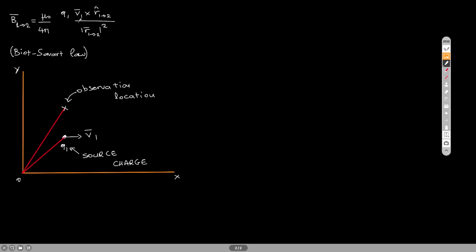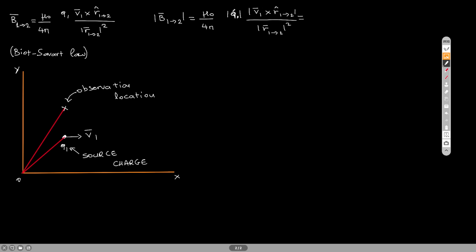This here is Biot-Savart's law for a single moving charge, and as I said before, what I want to find now is just the magnitude. Because the constant mu naught over 4 pi is a positive number, I don't need to place it in absolute value. But the source charge can be positive or negative, so I will place it in an absolute value. And then I need to use the magnitude of the cross product. The magnitude of the vector r is always a positive number, so I don't need to worry about that.